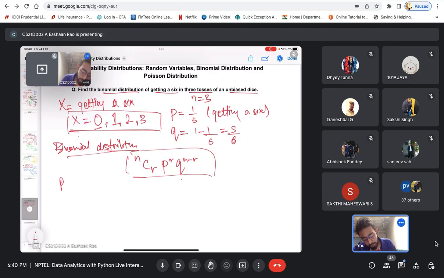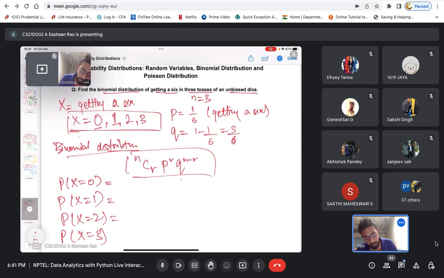So that means we have to find P(X = 0), P(X = 1), and so on. For all these particular values of the random variable, we have to identify its probability. If we directly apply these values, n is equal to 3, and r will be this value here. We are keeping x equal to r. So whatever the chances of getting a six, 0, 1, 2, 3, we are going to use that.